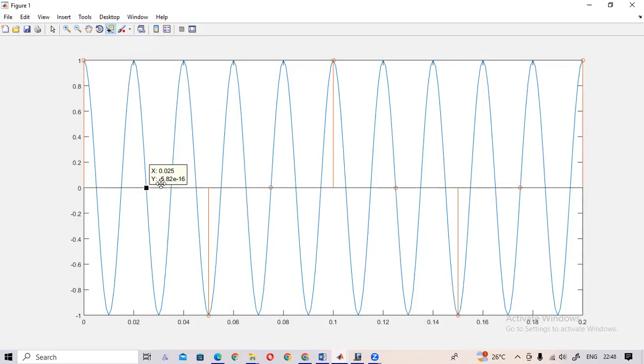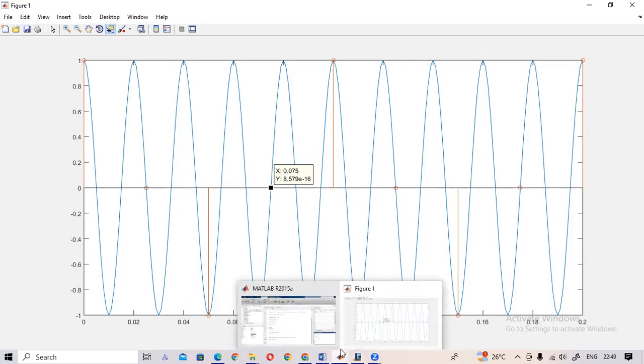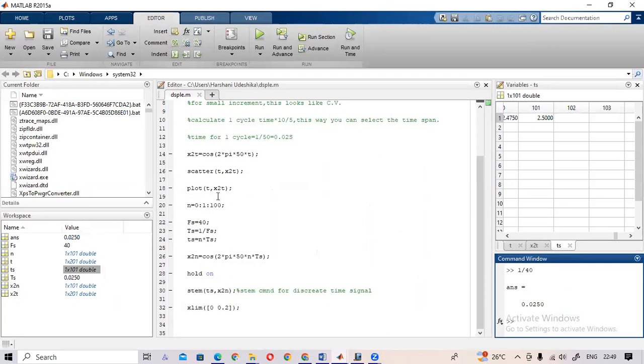Third sample, after again 0.025 value. That means it will be 0.05. So this should be at 0.05. This value, X value is 0.05. And if you find this one, again after 0.025 time, it will be 0.075 like this. So you can see now that our program is correct.